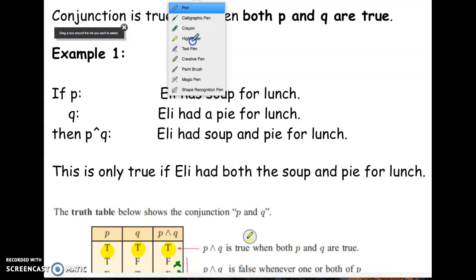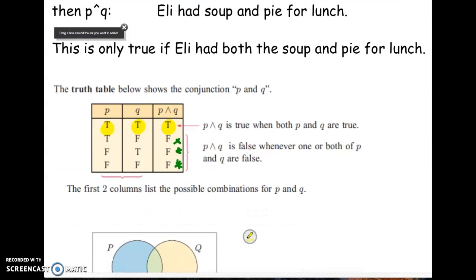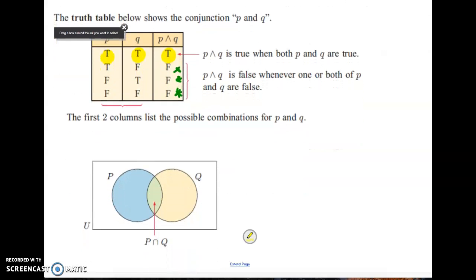So I want you to highlight conjunction is true only when both of those propositions are true. So again, in your truth table, what I've highlighted in the yellow, both have to be true for the conjunction to be true. How does it look as a Venn diagram?